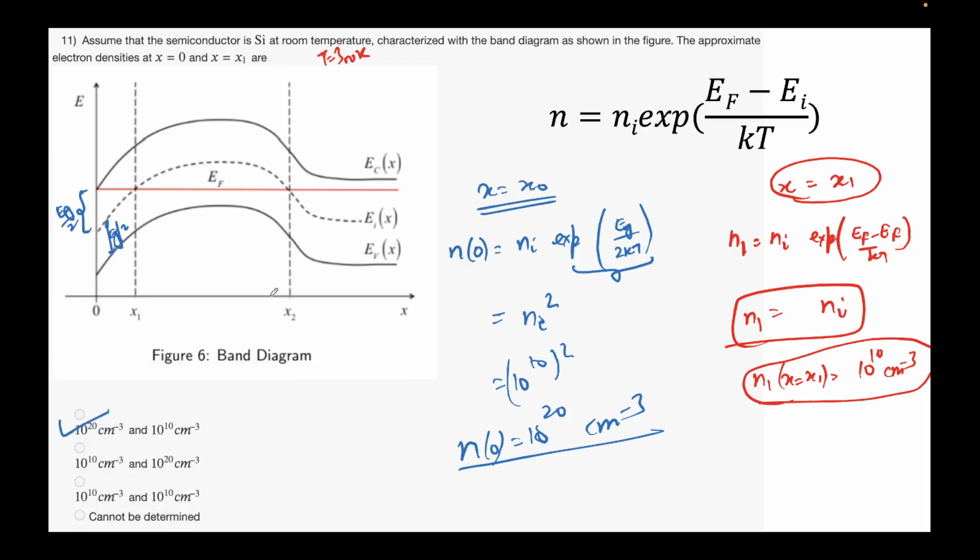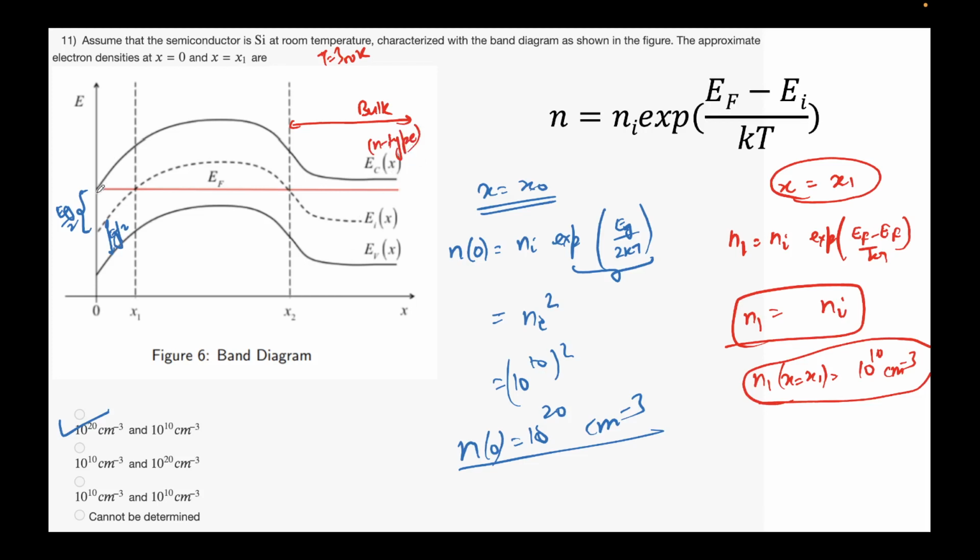What do we understand from this? Now what we see is that this is the bulk of the semiconductor. This is what is called the bulk of the semiconductor. It extends to very large values of x, to infinity. So what you can see here is that EF is close to EC. This means it's n-type, right? It's an n-type semiconductor because EF is close to EC.